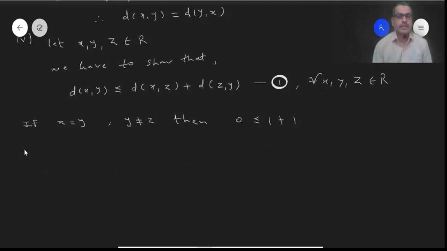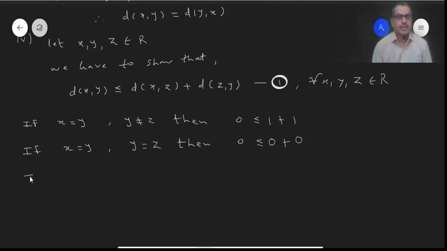In the second condition, if x is equal to y and y is equal to z, then the distance between x and y is 0, which is less than or equal to the distance from x to z. Here x is equal to y is equal to z, therefore x is equal to z. Therefore the value is 0, plus the distance from z to y, which is also 0, therefore the distance is 0.